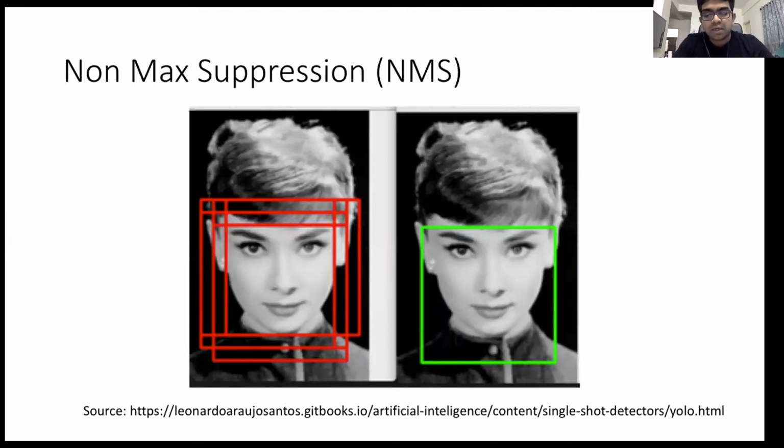And non-max suppression is nothing but, let's say in this example, we have multiple bounding boxes trying to identify the same object, which is redundant. We don't want to do that. We just want to have one bounding box. So we use the non-max suppression algorithm to go from this picture where we have multiple bounding boxes to this picture where we have just one bounding box per object.